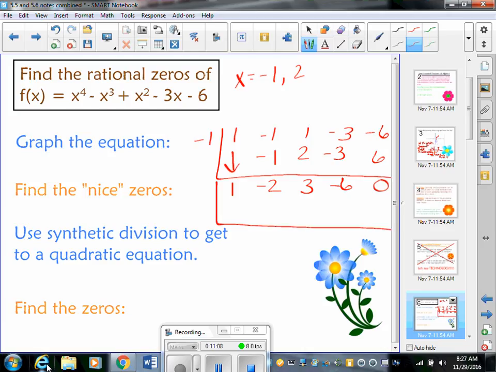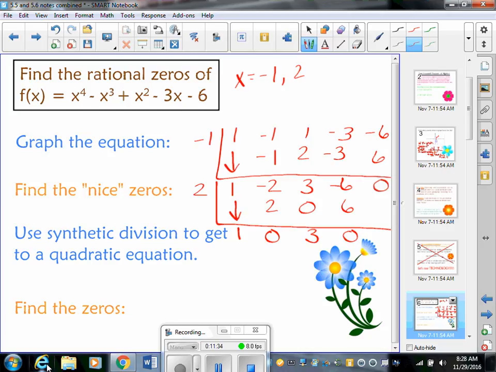I'm going to go down and do synthetic again, and now this time I'm going to use the 2. All right, so let's drop my new numbers down, and let's do synthetic again. So multiply, add, multiply, add, multiply, add, and I'm very happy about that, right?